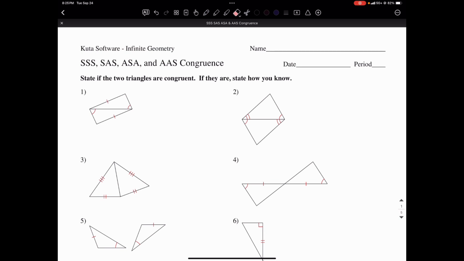Guys, Mr. Ford here. In this video, I'm going to go over the worksheet that we did in class on triangle congruence. Of course, this is introducing or reintroducing and going over the 4 different theorems we have for triangle congruence. The first one being side, side, side. The second one being side, angle, side. The third one being angle, side, angle. And the fourth being angle, angle, side.